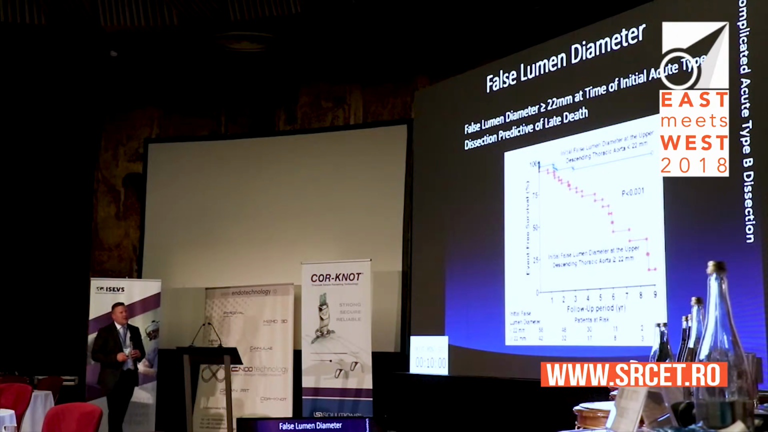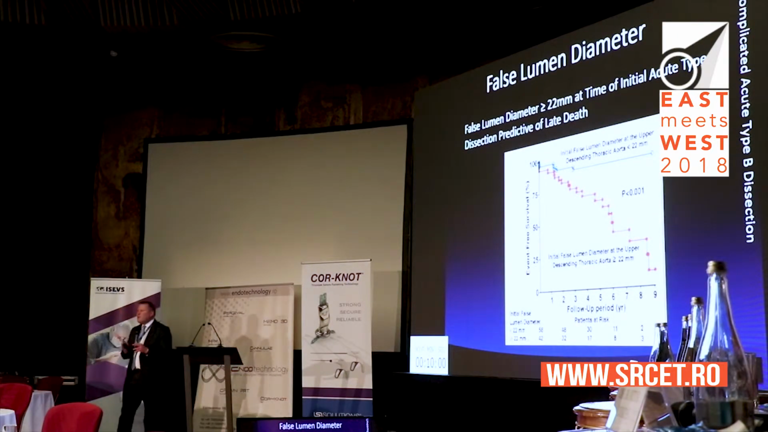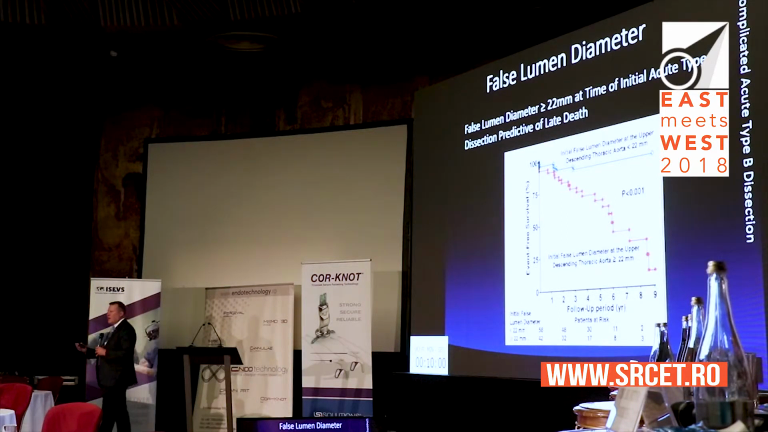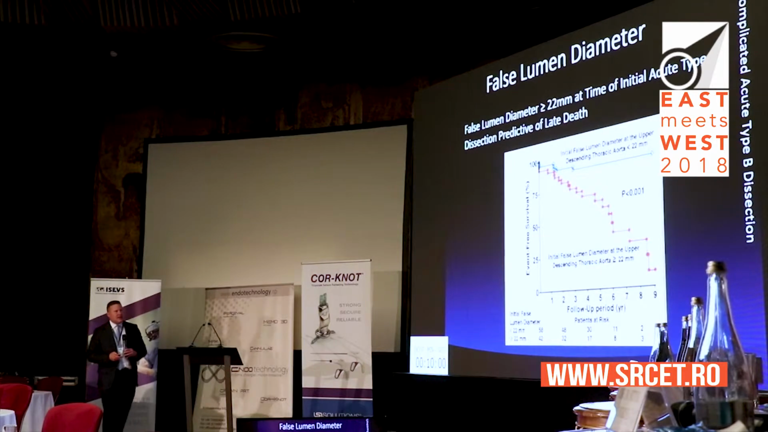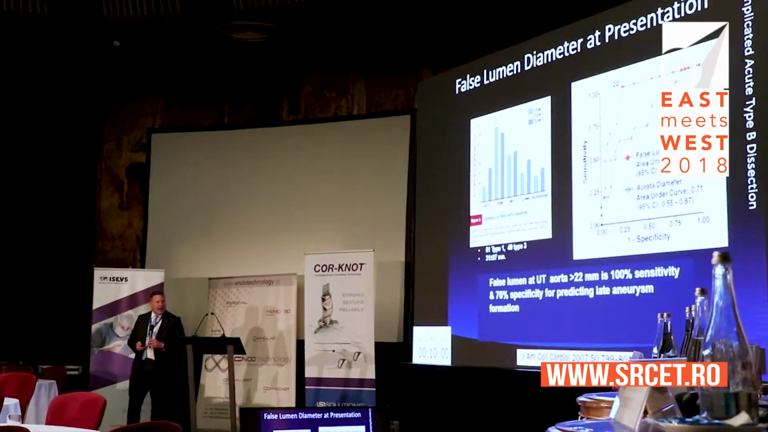When we look at the false lumen diameter, it's something that we don't normally measure or record in our procedure notes or in our radiology reports, the diameter of the true lumen, but when it's greater than 22 millimeters, there's a significant differentiation in outcome in those patients.